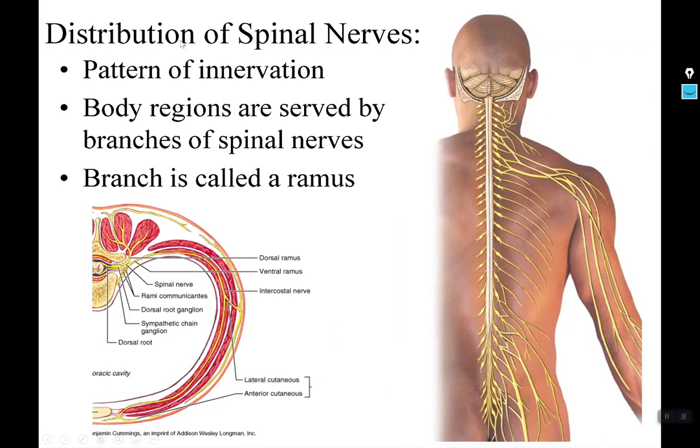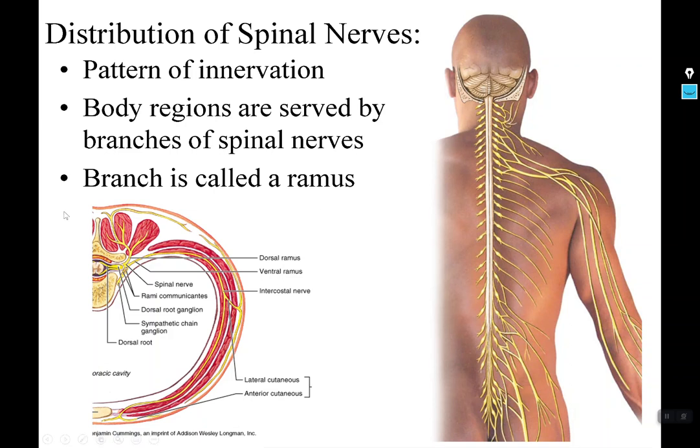Okay, so spinal nerves. A spinal nerve is defined again as when the dorsal root and the ventral root join up. Almost immediately after that, they branch out again, and a branch is called a ramus because this is just Latin for branch. So ramus is singular, rami is plural.